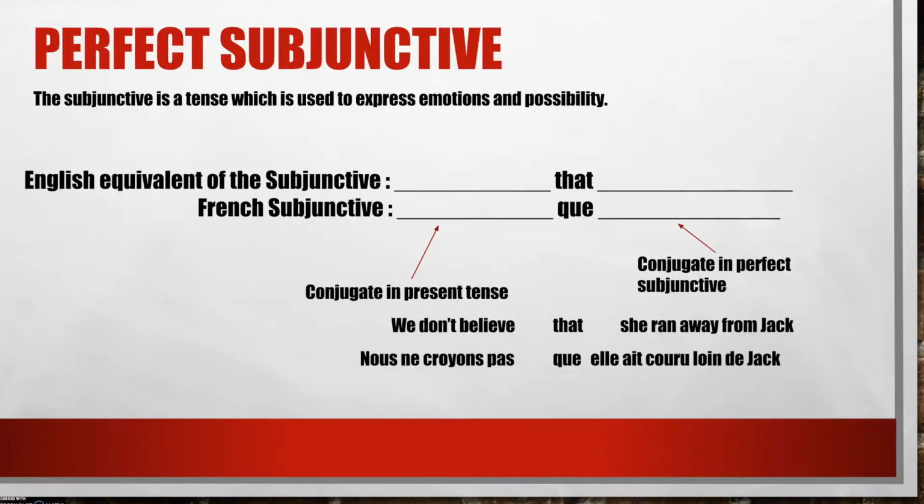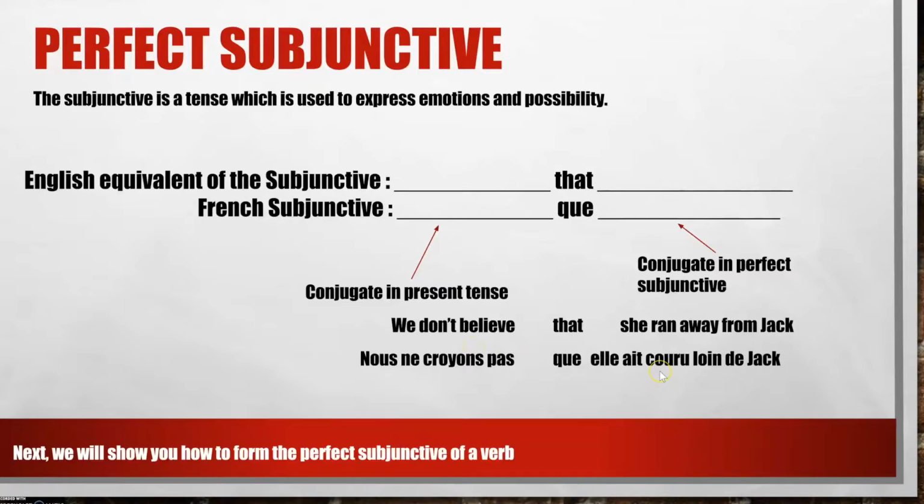Use the past subjunctive to express emotions and possibility about an event that has already occurred. That's the only real difference. So now I'm going to show you how we actually conjugate the past subjunctive of a verb.